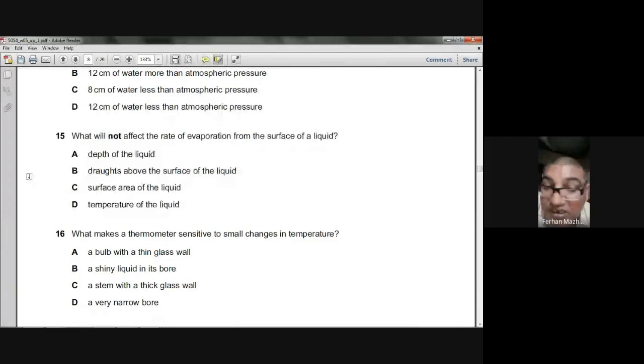Surface area of the liquid, that affects the rate of evaporation. Temperature of the liquid, that also affects the rate of evaporation. So the thing which does not affect the evaporation of a liquid is the depth of the liquid. We are looking for that which does not affect the rate of evaporation. So question number 15, A looks the right answer. Question number 15, A is the right answer.